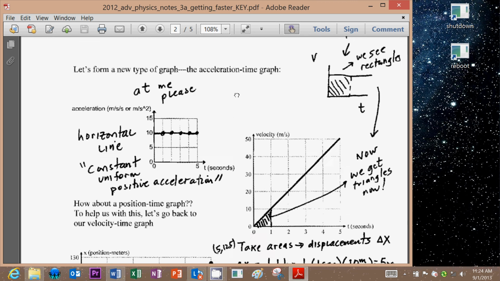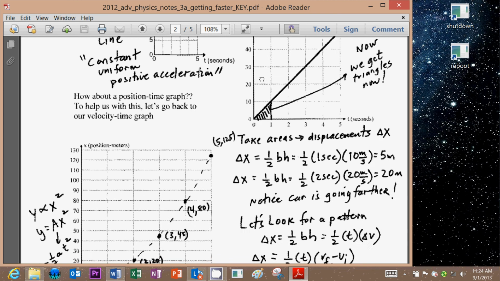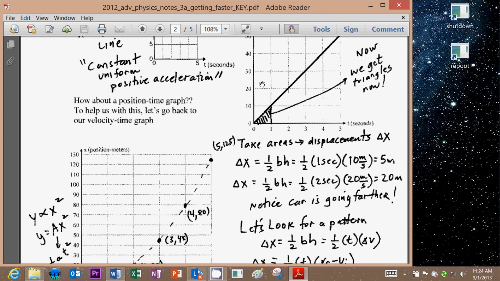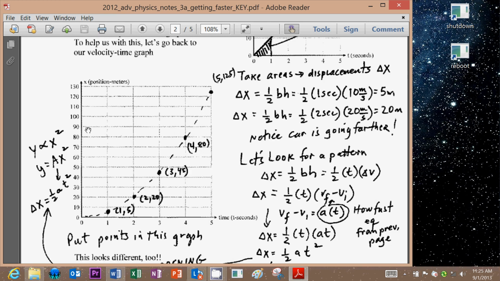So we then talked about what an acceleration time graph is. That's a horizontal line when an object's constantly accelerating. For this car, it was 10, right? So we drew a horizontal line here. And now we need to get the displacement time graph, or the position time graph. Well, we did that by taking areas. We took areas, and we were able to figure out that the shape of this position time graph for an object getting faster represents this top opening parabola.